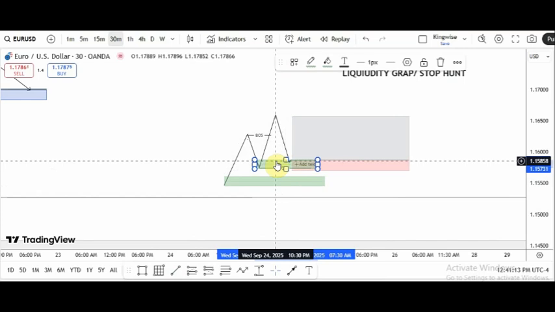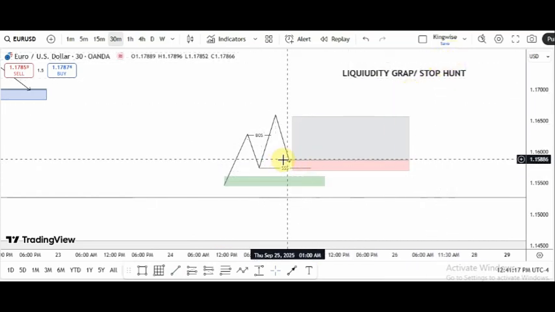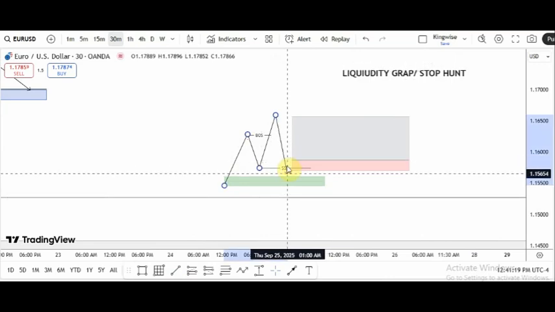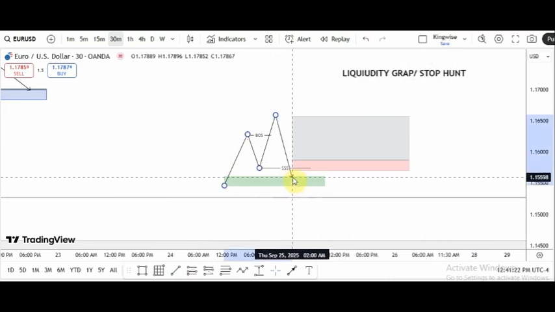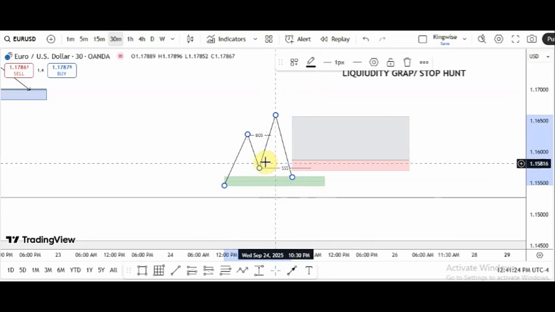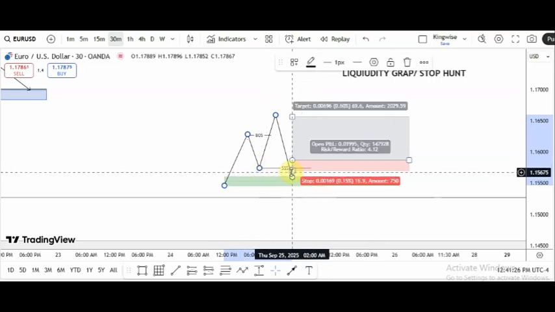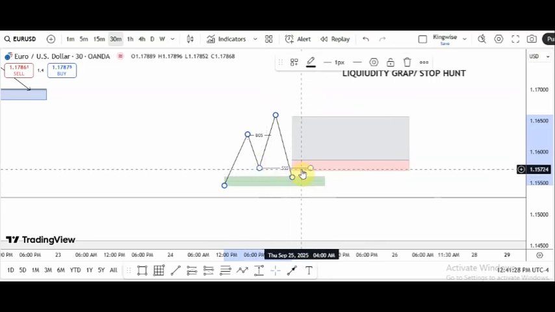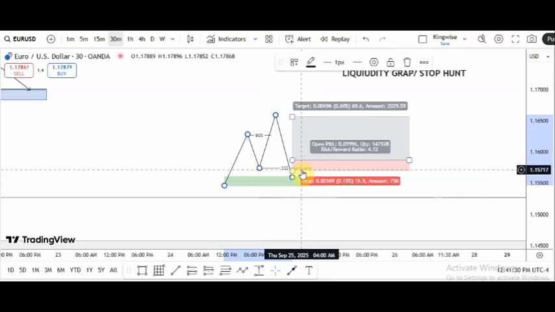If you do not see the liquidity, don't take the trade. If you cannot find liquidity, ICT will say if you cannot see the liquidity, you become the liquidity. Yes, if you cannot trace this liquidity, you become the liquidity because your stop loss will be taken. So you are the liquidity that is fueling the move in the market.